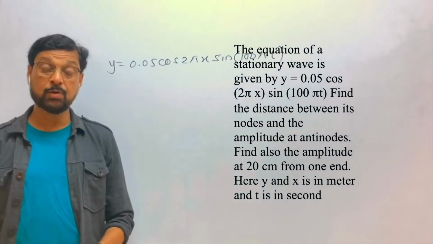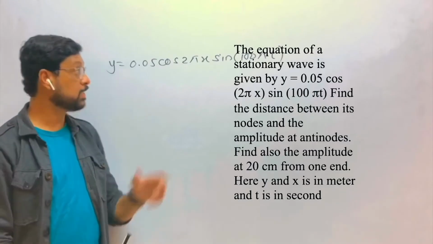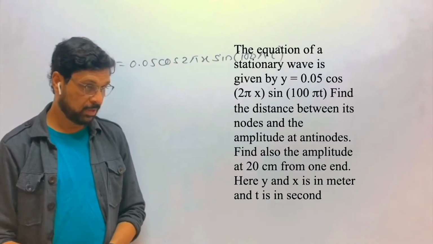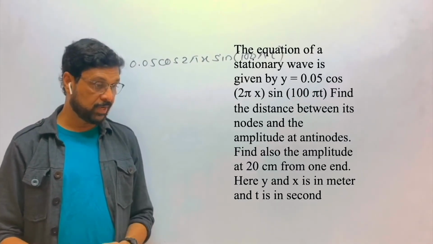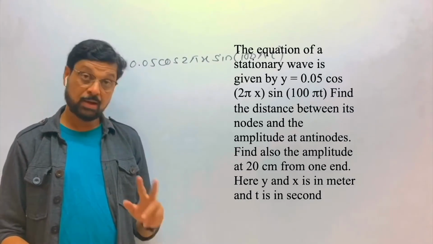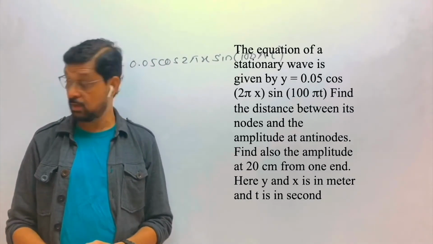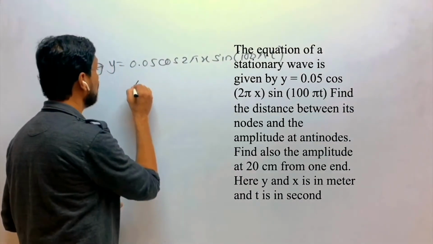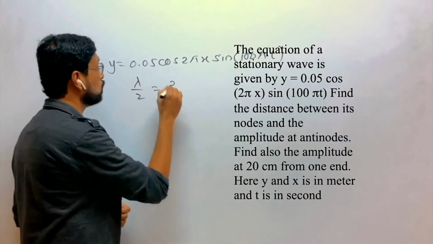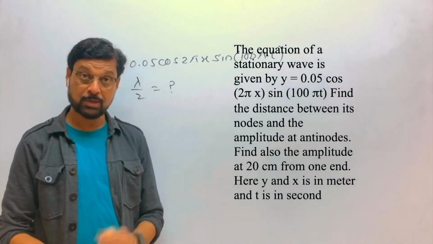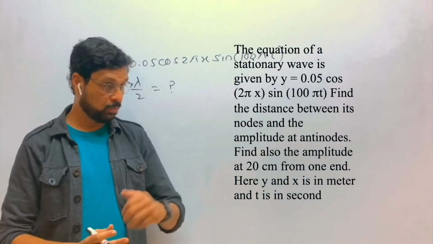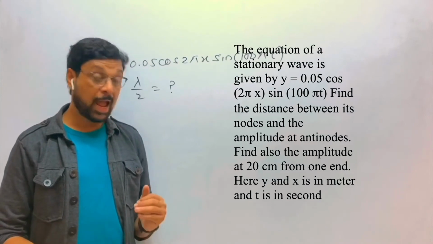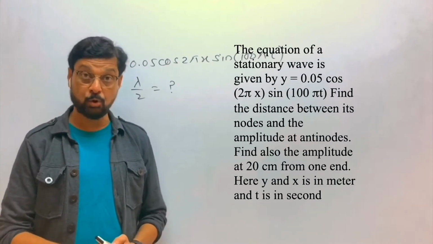The equation of the stationary wave is given. Find the distance between its nodes. नोड्स के बीच का डिस्टेंस कितना होता है? लैम्बडा बाय 2. So you have to find the distance between the nodes, means you have to find lambda by 2. Distance between the nodes and amplitude at antinodes.